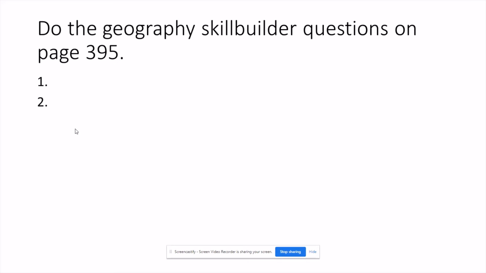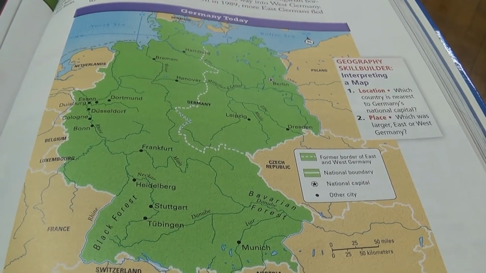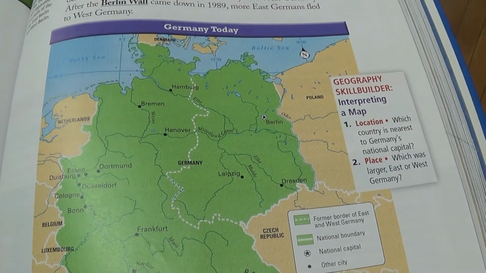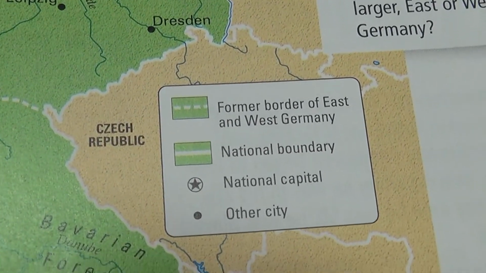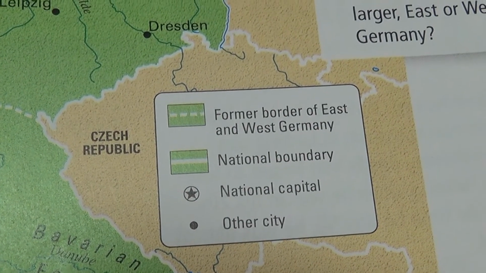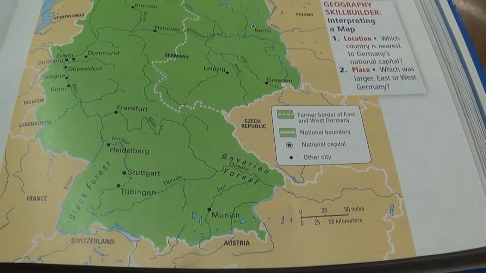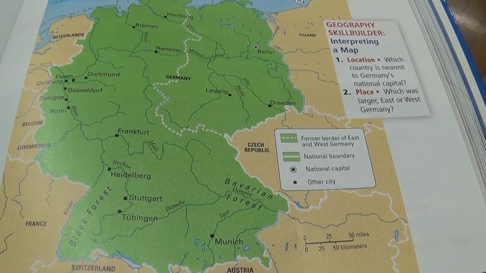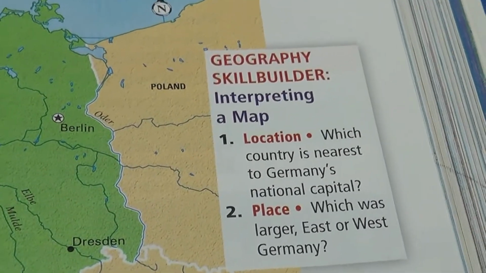Question. Do the geography skill builder questions on page 395. We are in our old geography book on page 395, looking at a map called Germany Today. Now that we've read the title, we can come down here and read the legend. Once you have read your legend, you can now match up the colors and symbols on the legend with the colors and symbols on the map. Okay, now that we've done that little preview, let's start.